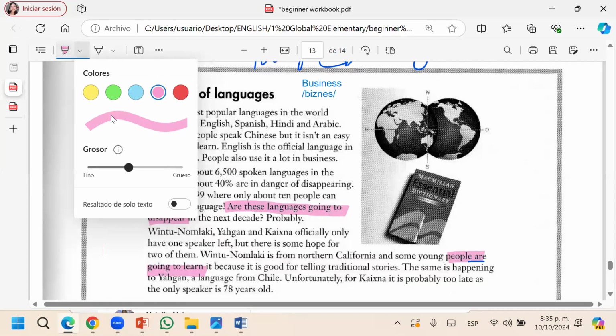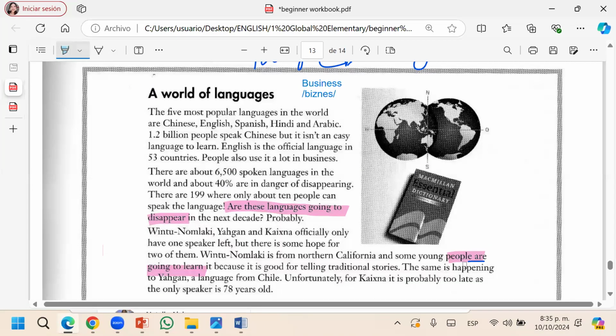Those are languages that only have 10 people that can speak them. No, it's on the second paragraph. Is 40%. Look, there are 199 languages where about 10 people can speak the language. Dice, solo hay 199 que 10 personas, 10 people can speak them.